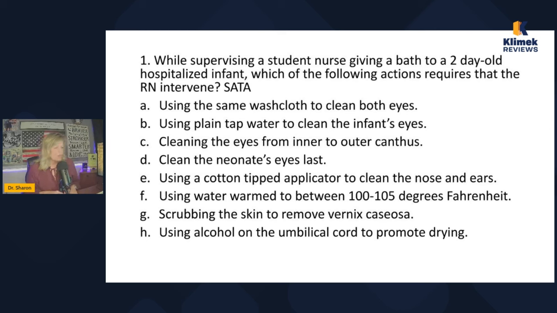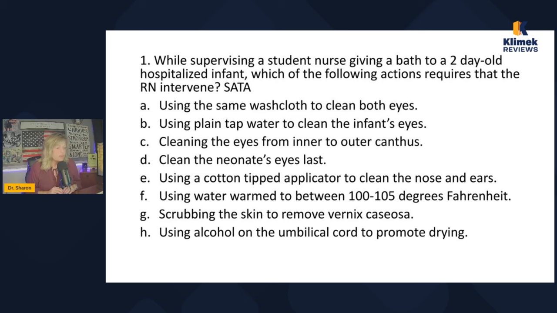Using water warmed between 100 and 105 degrees Fahrenheit. We don't want the two-day-old to get cold, but we don't want it to be too hot either. And 100 to 105 is a good range. If it said 100 to 101, I would be like, what? You can't be that specific. But 100 to 105, that's warm, but not too hot. So I like that number. So that's good.